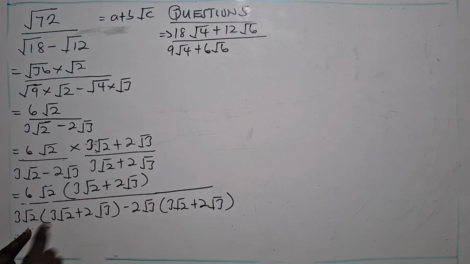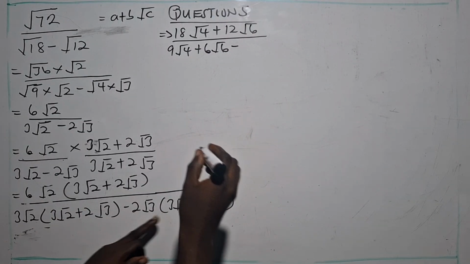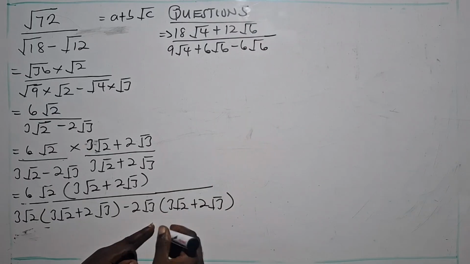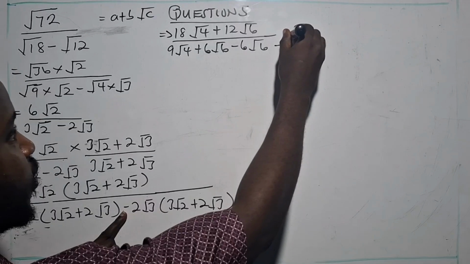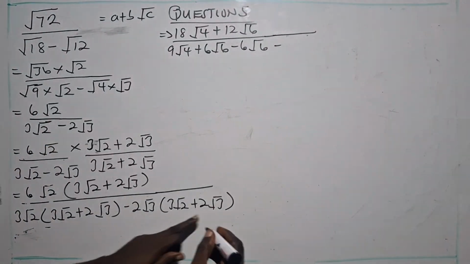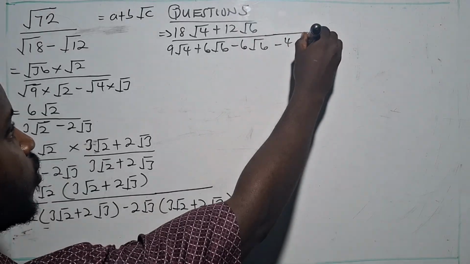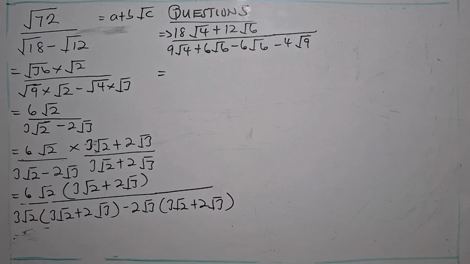3 times 6, the root 3 will multiply. Then minus, this one to give me 6 root 6. This will give me 6 root 3. Minus times plus will be minus. So follow closely. So 2 times 2 is 4, then 3 will give me root 9. Yes, so step by step. I'm not going to rush here.